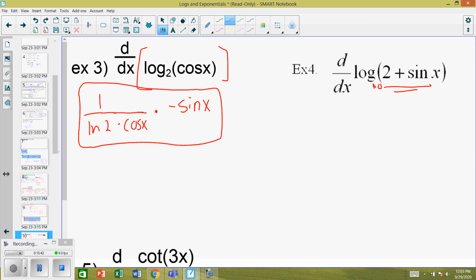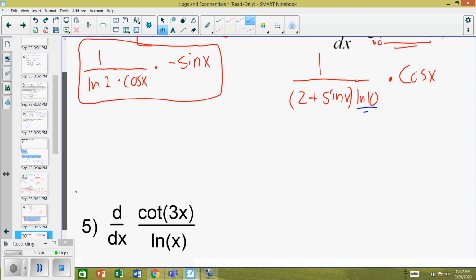So what we're going to do is take the derivative as if you're taking the derivative of ln. So I'm going to say 1 over the quantity 2 plus sine of x. The only thing is, you want to just tack on that ln of the base and then multiply by the derivative of the inside, which would just be cosine of x. So notice how it's exactly the same as taking the derivative of ln, but we just tack on this ln of base a with it. Everything else is the same. It's still 1 over the quantity times the derivative of the quantity, and then we just tack on that ln of base a.